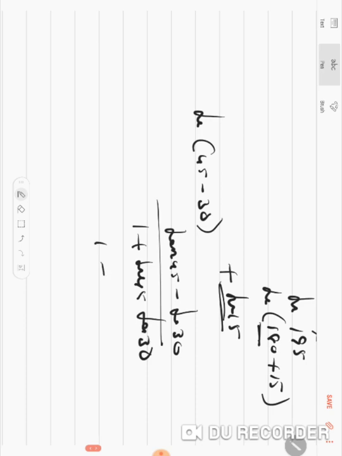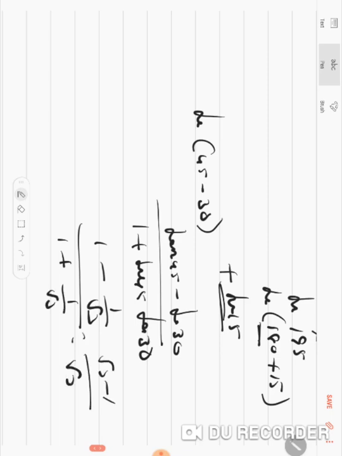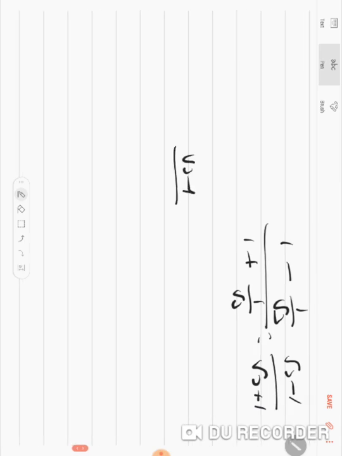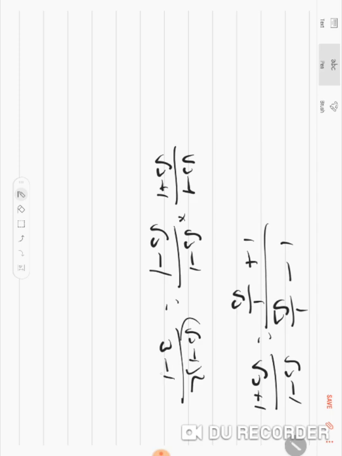Tan 45 minus tan 30 over 1 plus tan 45 tan 30 is (1 minus 1 by root 3) by (1 plus 1 by root 3). Thus, root 3 minus 1 by root 3 plus 1 will be the answer. If you rationalize this, multiplying and dividing by root 3 minus 1, it will be root 3 minus 1 the whole square by 3 minus 1, which is root 3 minus 1 the whole square by 2.